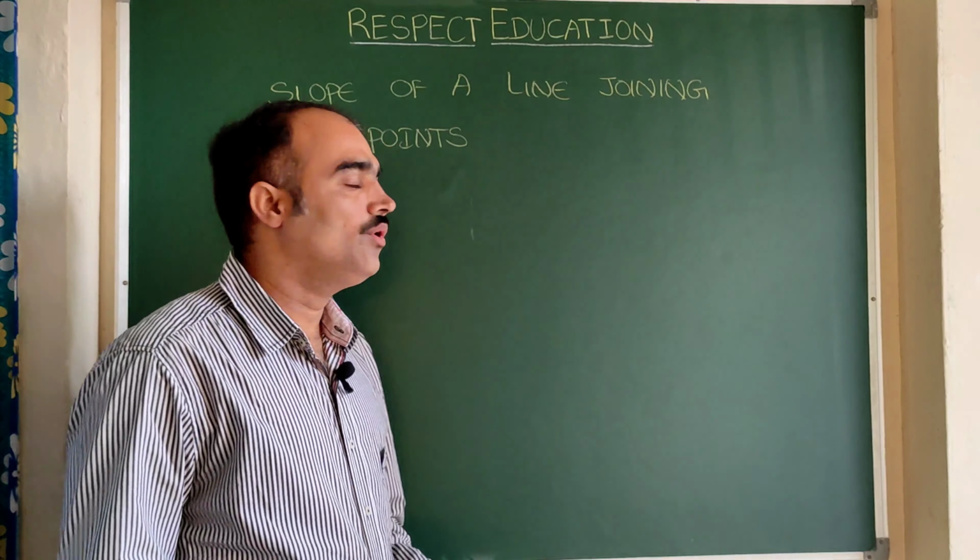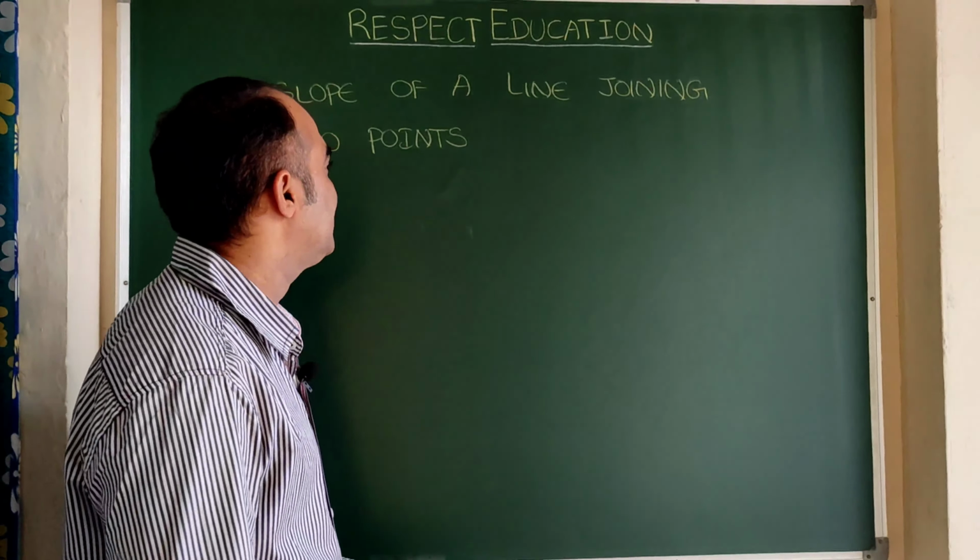Now we are going to discuss two important cases depending on slope of a line joining 2 points. Let us see what are those two cases, in which first one is, if the line joining 2 points is parallel to x-axis, parallel to x-axis. Now what can be its slope? Let us see.